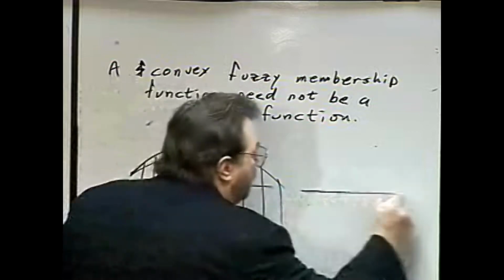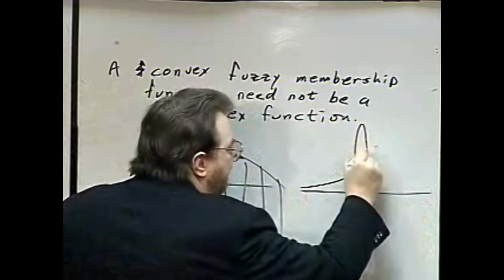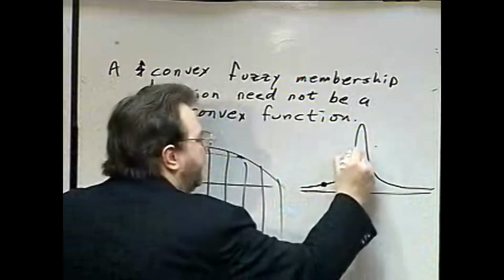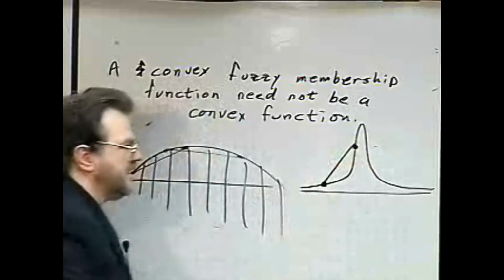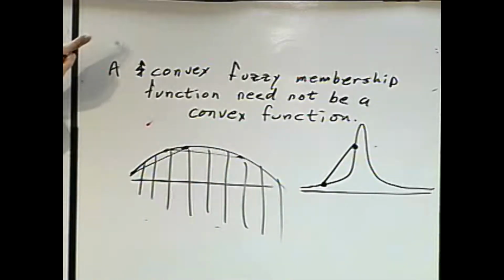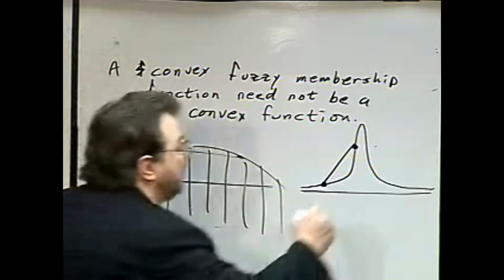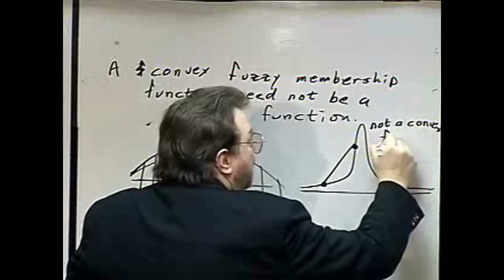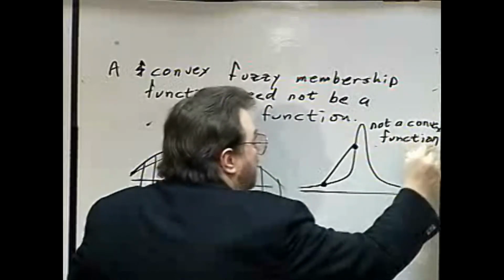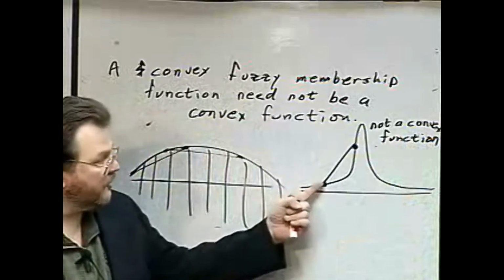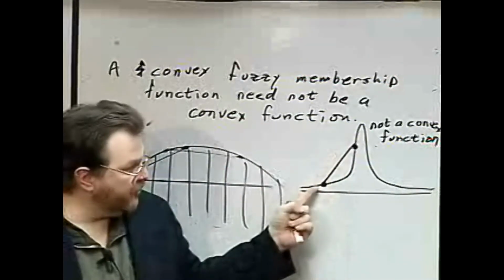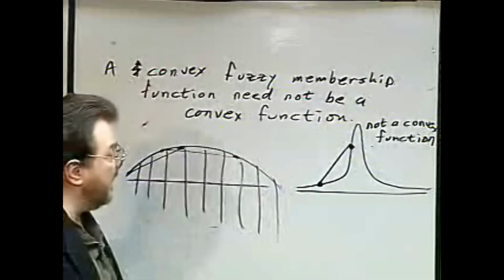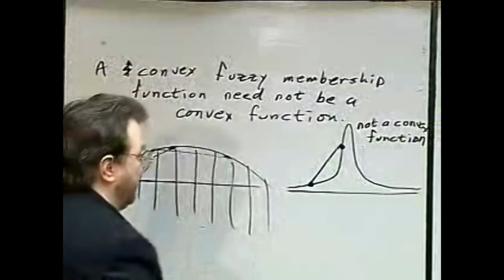Notice, however, that we can draw a function which maybe looks like this. Now, this is not a convex function because we can take 2 points here and draw a line, and this line is above the actual function. So this is not a convex function, because there is a line segment between 2 points that actually lies above the function. It's not a convex function, but it is a fuzzy convex function.